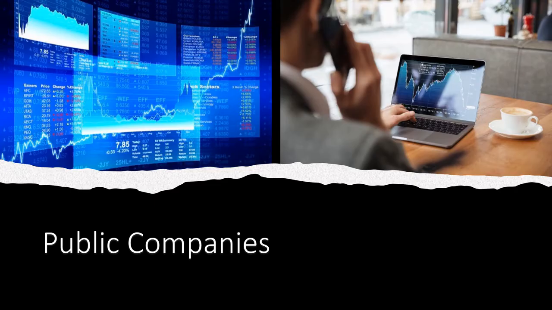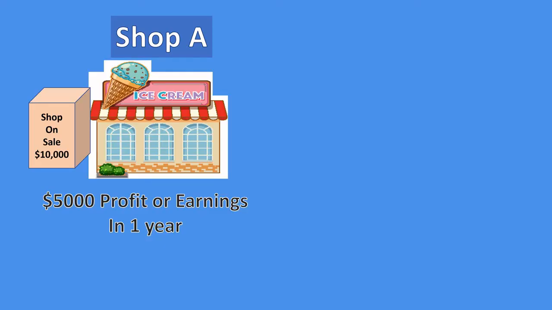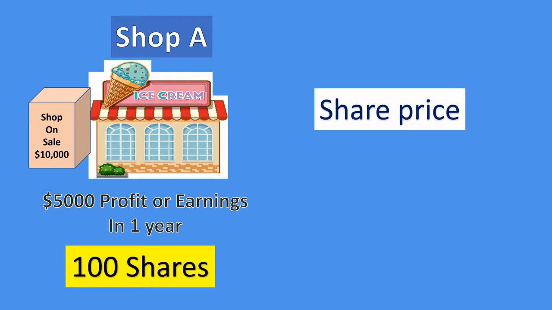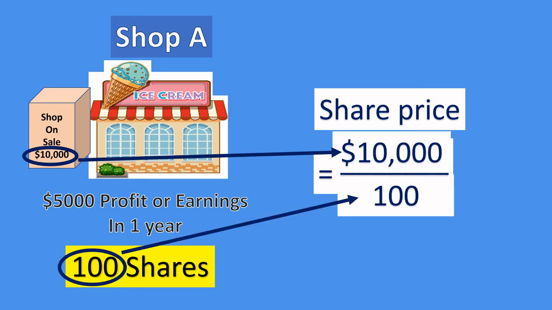Public companies work in similar ways, except they're broken down into what we call shares. So let's go back to the ice cream shop example. Let's say shop A has issued 100 shares. This means that ice cream shop A is divided into 100 equal parts in terms of ownership. Each share of ice cream shop A will be worth $10,000 divided by 100, which equals $100. So if you were to purchase one share of shop A, this would cost you $100.